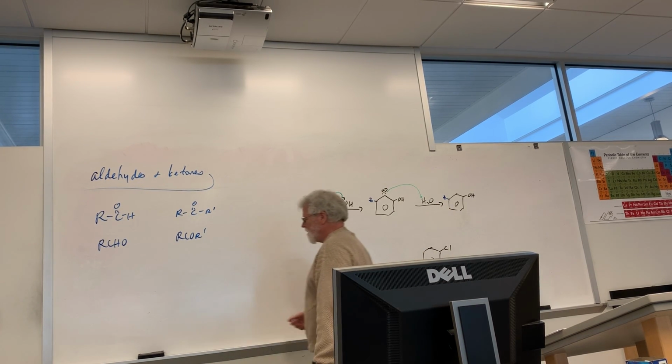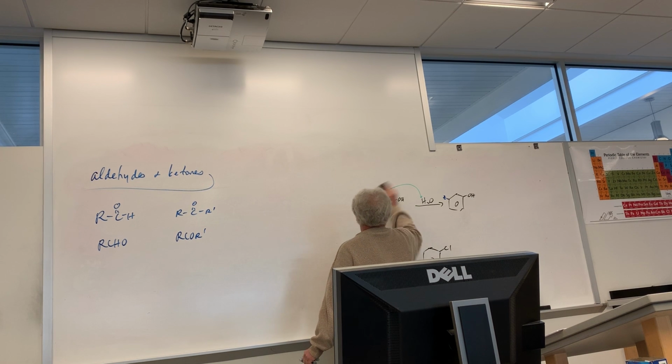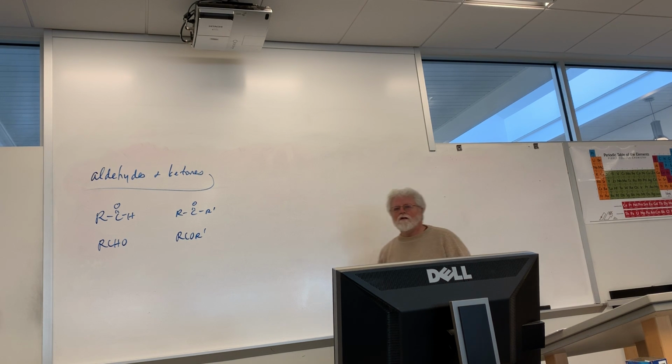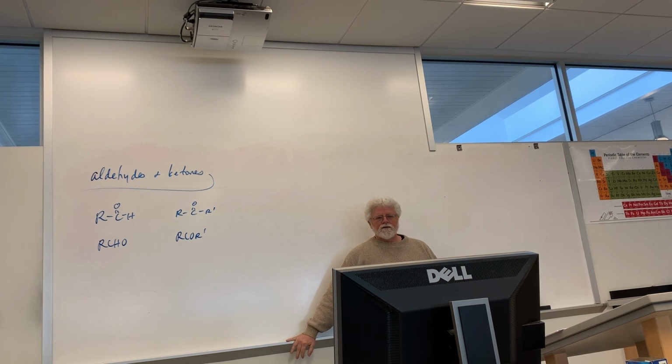Aldehydes and ketones are mega common, certainly in biology. All the sugars, for example, are either aldehydes or ketones. What's the most common monosaccharide? You all know? Glucose, it's an aldehyde. What's the next most common? Sucrose is a disaccharide. Not that I expect you to know this, but fructose is the next most common. It's a ketone. So they're super common all throughout biology.